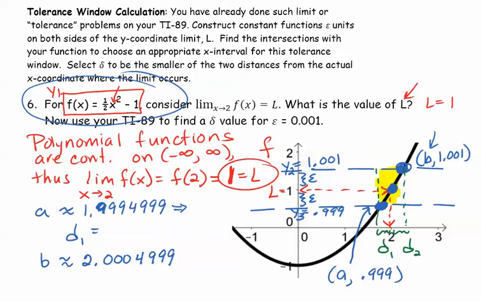2.000499. Okay, so now we can find our distances. Each of these values, how far are they from our original x coordinate of 2? So our delta 1 distance, 2 minus that value, would be 0.005. And if we go with 6, 7 decimal places, and our delta 2 value, how far is this value from 2? 0.000499, if I keep the same number of digits.